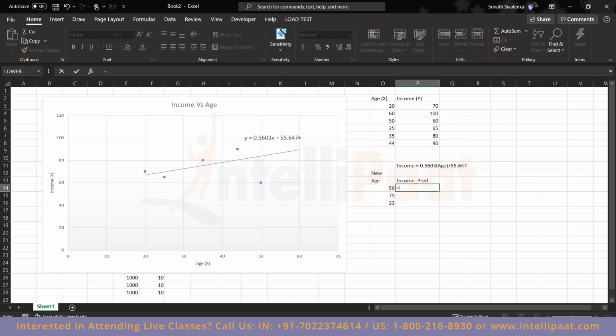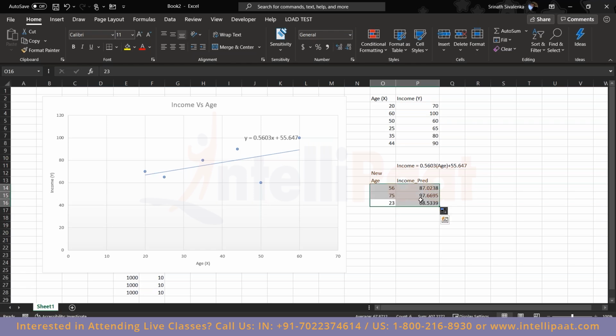This is going to be 0.5603 multiplied by your age plus 55.647. That's it. Those are my predictions. So what we're saying is that 56, 75, and 23 were originally not in my data, but these are predicted values of my current age as of now, of the age values that you see over here.